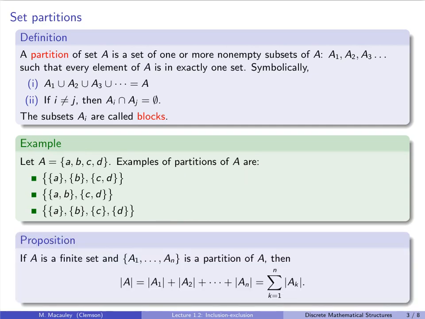Here's a quick and easy proposition. If A is a finite set, and we have a partition of A into n blocks, notice that this has to be finite because by definition the blocks are non-empty subsets, then the size of the set A is equal to the sum of the sizes of the individual blocks. And that makes sense. If you think about it, the total number of people who have ever lived, you can just add them up year by year. Add up the number of people who were born in 1984, plus the number of people who were born in 1983, and so forth. The total number of pets, you can add up the number of cats, plus the number of dogs, plus the number of fish, and so forth.